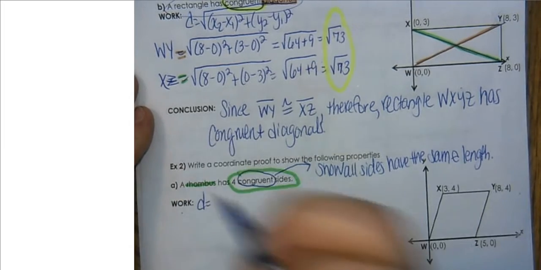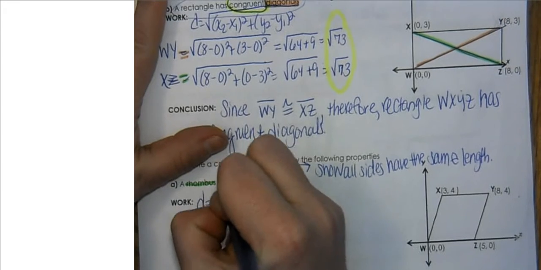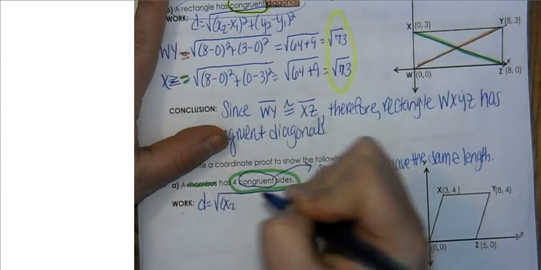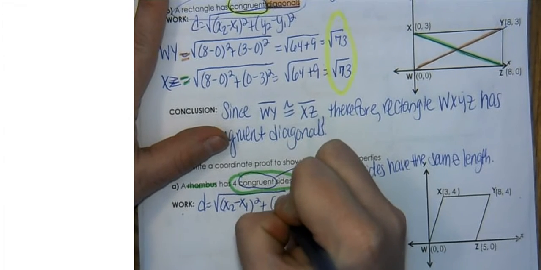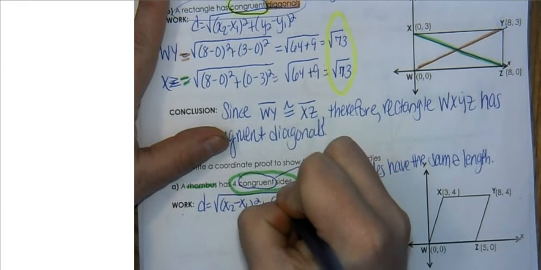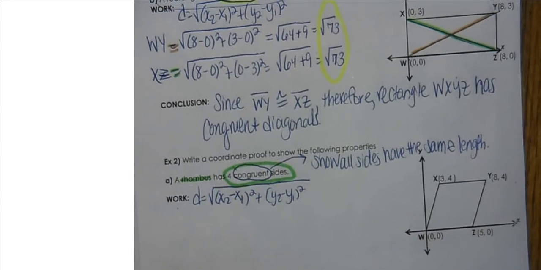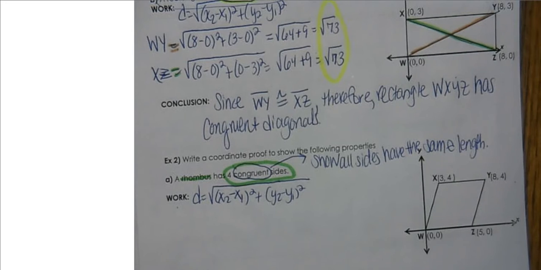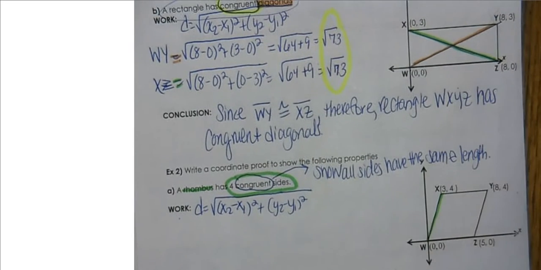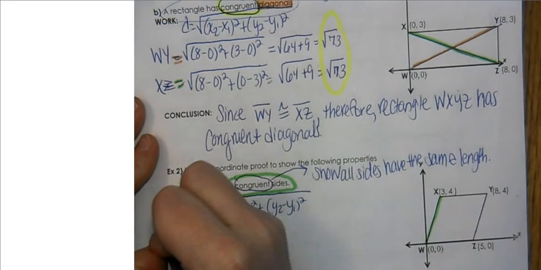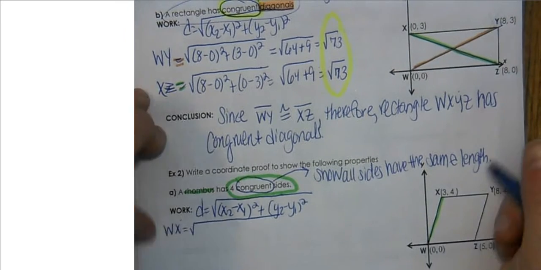But this time we're not working with diagonals, we're working with all sides. So that distance formula is the square root of x2 minus x1 squared plus y2 minus y1 squared. And we're just going all the way around, so I don't really need to color coordinate. Maybe I'll color coordinate as I find the distance of a side. So I'll start with WX. And you can label whichever way you would like.